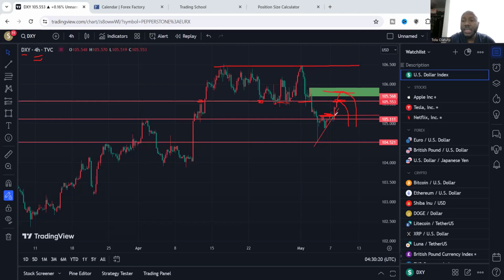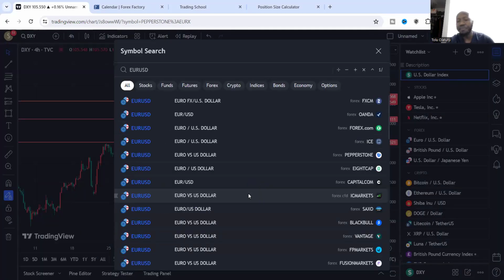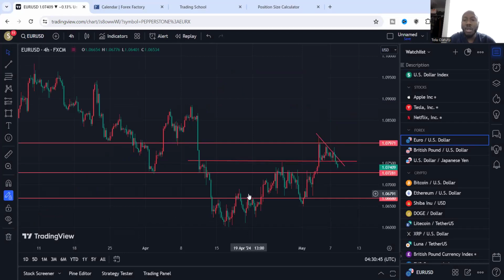Now, based on us saying it was going to push higher from this point yesterday, what does that mean for the EURUSD? It simply means, as an example, for the EURUSD, that it's going to be going down, because once the DXY is appreciating, you can expect the EURUSD to depreciate. And this was the case for the EURUSD, as you can see.